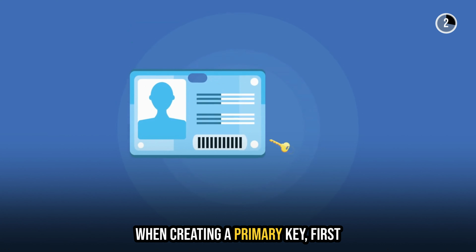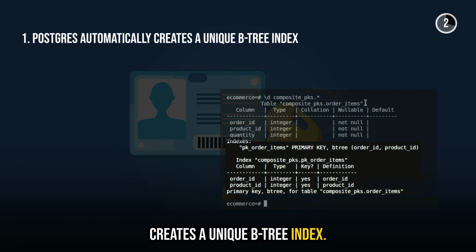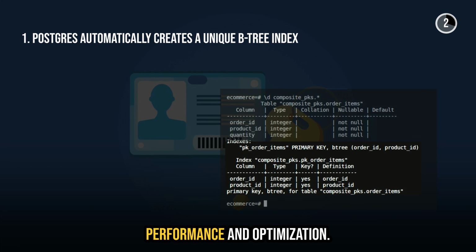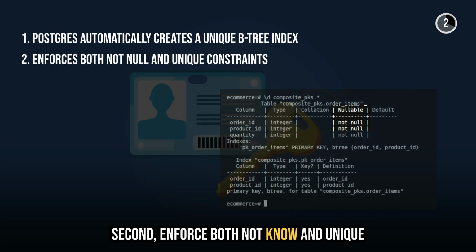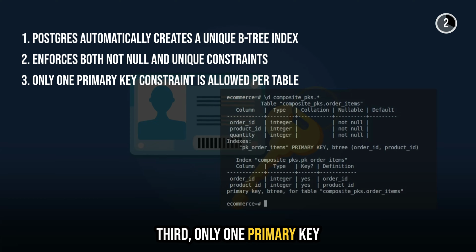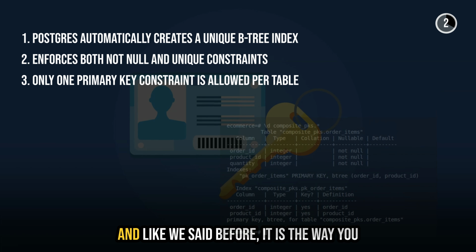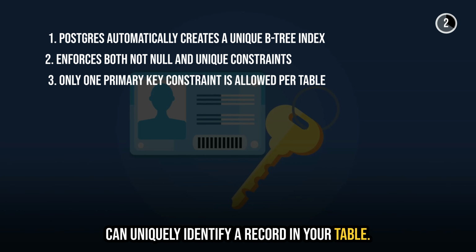When creating a primary key, first of all, Postgres automatically creates a unique B-tree index. More details in section 6, performance and optimization. Second, it enforces both NOT NULL and UNIQUE constraints, so you don't need to add them. Third, only one primary key constraint is allowed per table. And like we said before, it is the way you can uniquely identify a record in your table.